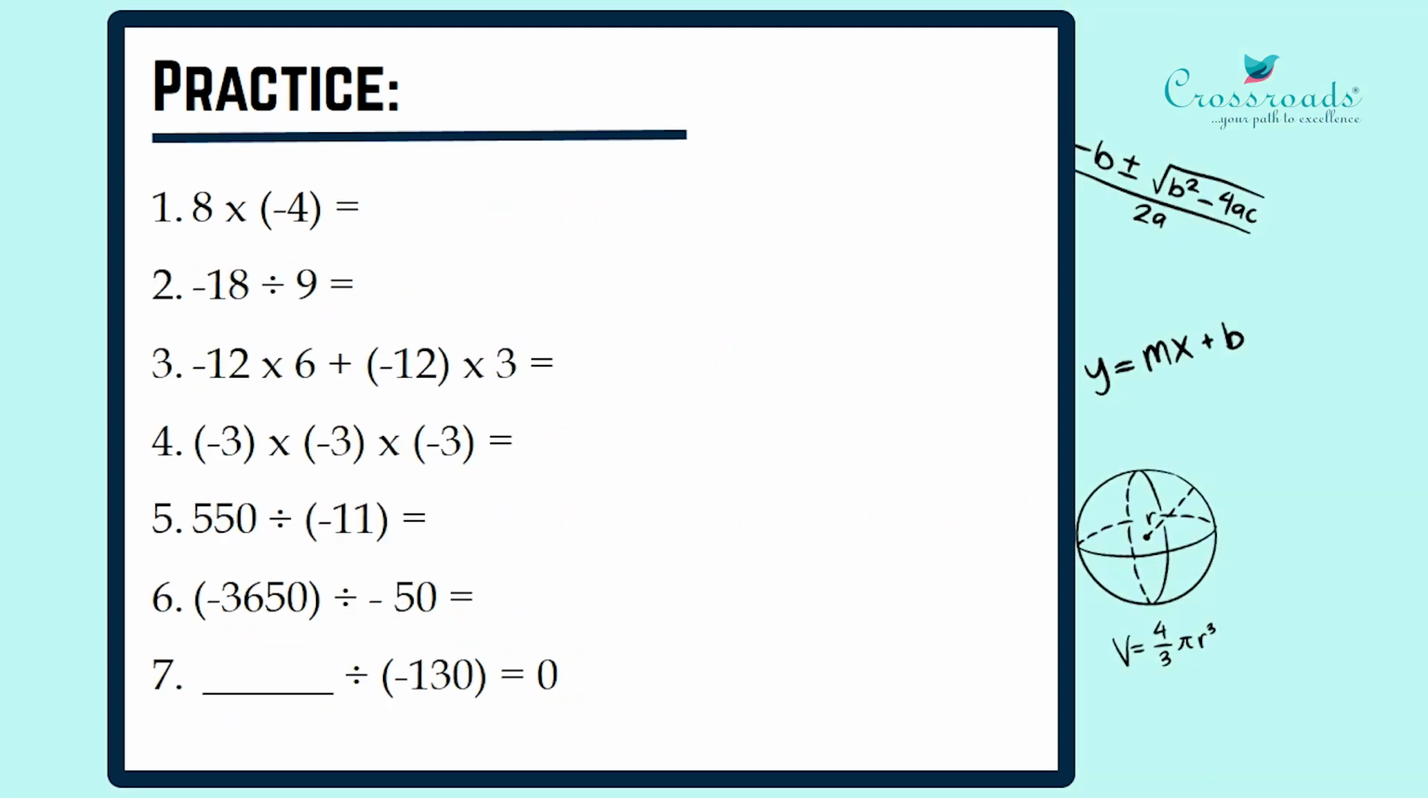Here we have a couple of sums for multiplication and division. The first sum says 8 into minus 4. So positive integer getting multiplied with a negative integer. So 8 into minus 4 is nothing but minus 32. So we are going to multiply it as usual but retain the negative sign. Next one says minus 18 divided by 9. So minus 18 divided by 9 is going to be minus 2. So 18 divided by 9 is 2, but we retain the negative sign over here.